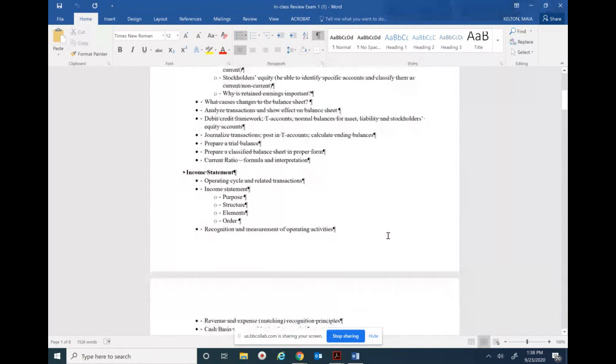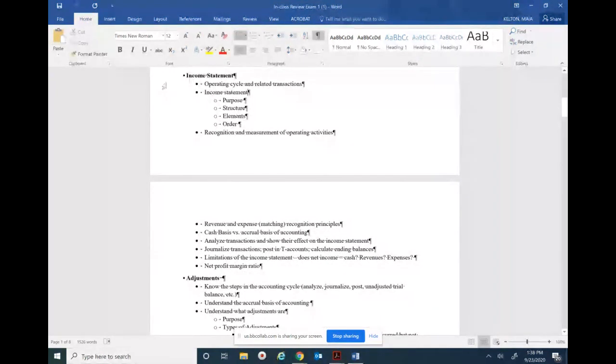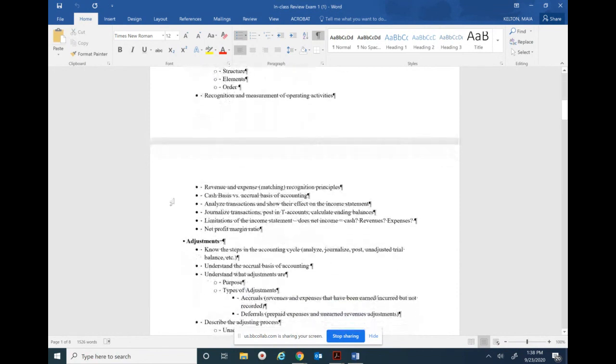So in addition to the balance sheet, you need to be familiar with the income statement, just like we did a few minutes ago. Prepare it. Simple income statement where you subtract expenses from revenues. You need to know what the purpose, structure, elements, and the order of the income statement are. You need to be able to tell me what is earned revenue. When are we allowed to show revenue on the income statement? What is an expense? This is from chapter 3 mostly, really.